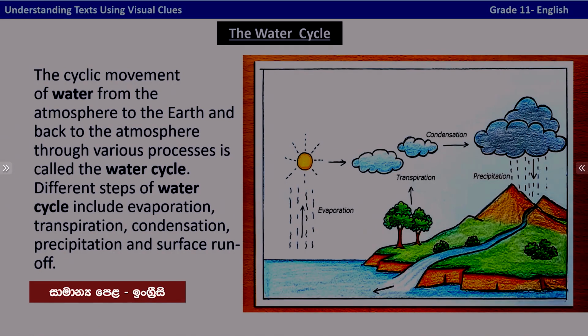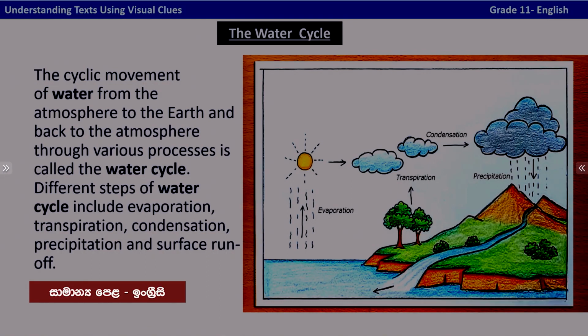In the same way, look at the word transpiration here. You see another upward arrow. So this time the arrow is from the trees towards the clouds. So as you can understand, transpiration means how the tree leaves lose water when there is sunshine.